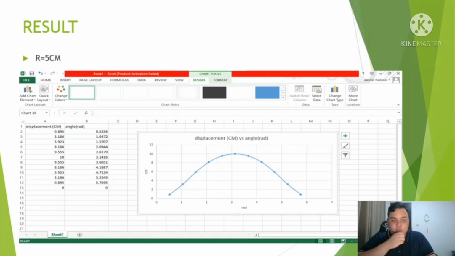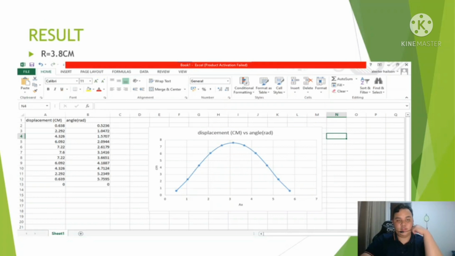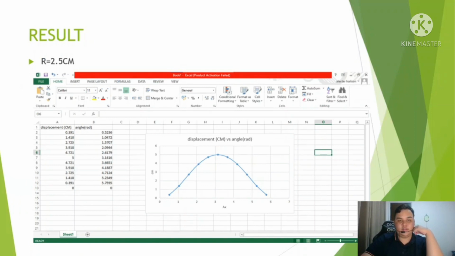For the result, this is the result that I get for the radius of 5 centimeters. As we can see here, this is the graph between displacement and the angle. This is the first graph. This is the second graph, using the radius of 3.8 centimeters, and this is the result when the radius is 2.5 centimeters.